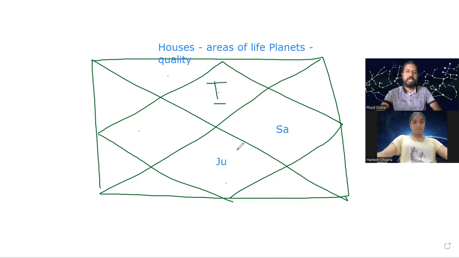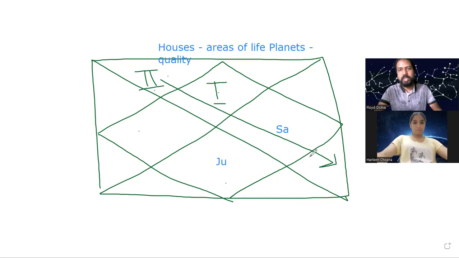and we always mark the houses with Roman numerals. That is for ease of learning. And let's say the first house is there, the second house is there. And we know that the second house is the house of money. And let's say someone's second house is connected with the ninth house. And we know that the ninth house is the house of foreigners. So they will earn from foreigners.